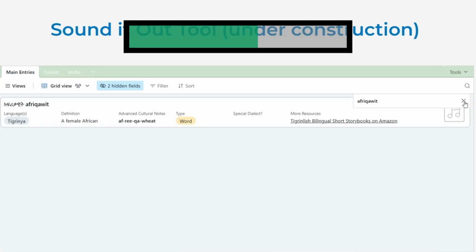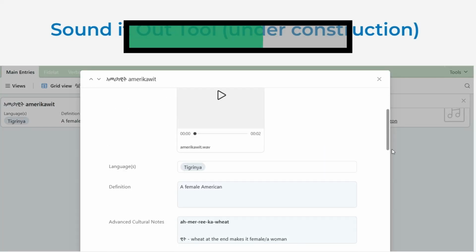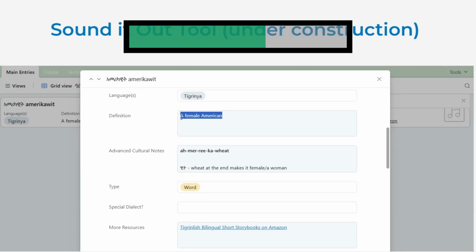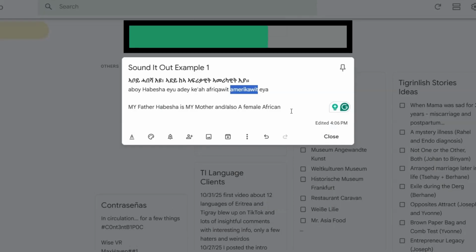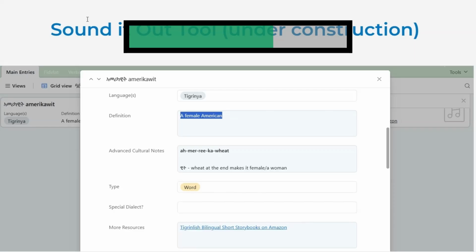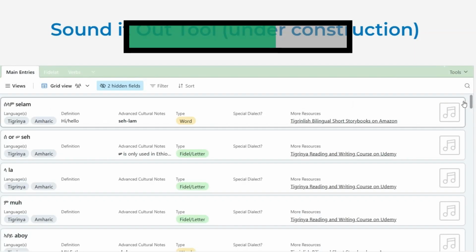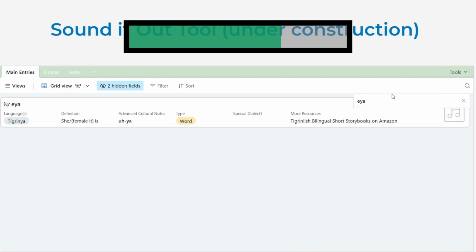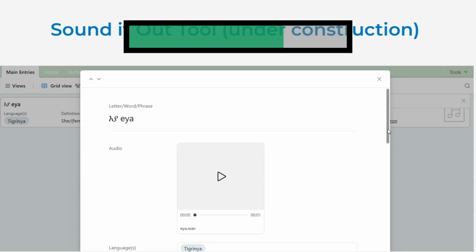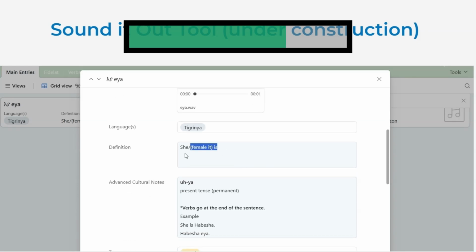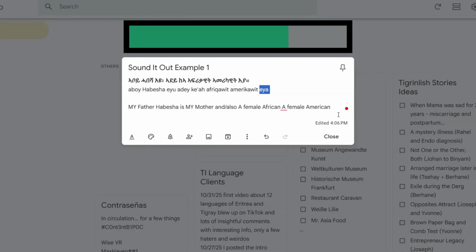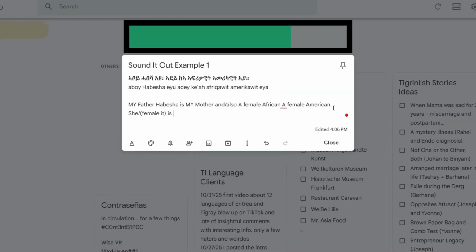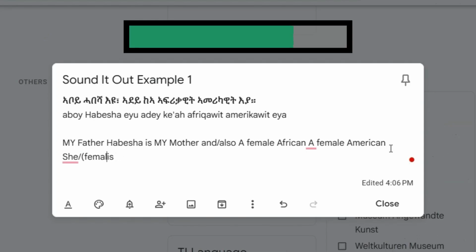Next word. A female American. Last word. And we are only 3 minutes in. There we go. Scroll down for the meaning. She, female, it is. And we know my mother is female, so we can just get this down to is.